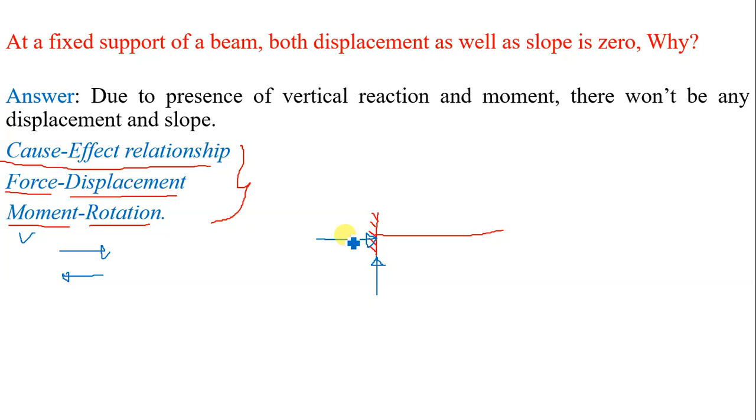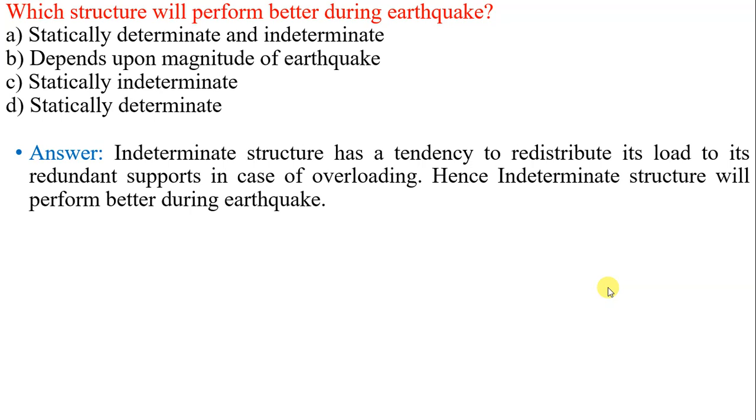Because of this horizontal reaction, there will be no horizontal movement of this support. And it offers a moment. When the support is offering a moment, there will be no rotation, and that's why, due to presence of vertical reaction and moment, there won't be any displacement and slope in case of a fixed support. This is the justification of the statement.